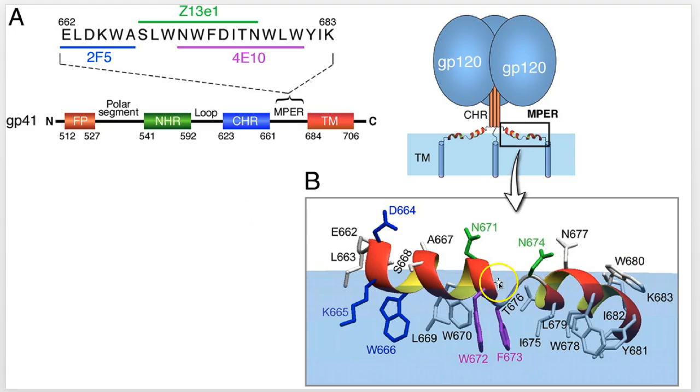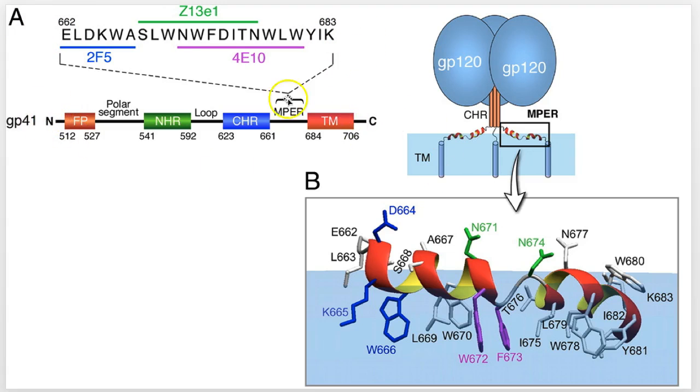And those regions are consistent. So there's 2F5 and 4E10. Z13E1 is another binding region. But it's really, really consistent. So this is your amino acids. Okay? And so we can see 662 going to 683. So this would be our N terminus and our C terminus. Okay, or there it is right there.